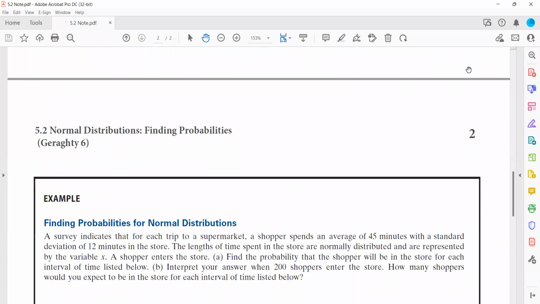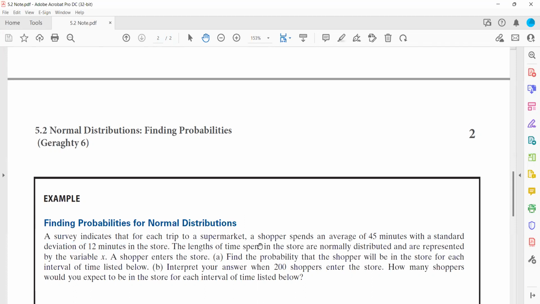In this example, we have the following information. Guys, read this carefully. A survey indicates that for each trip to a supermarket, a shopper spends an average, we have the keyword average, 45 minutes with standard deviation. The standard deviation is also given to us, 12 minutes in the store. We have all the necessary information that we need. 45 minutes as the average and 12 minutes as the standard deviation.